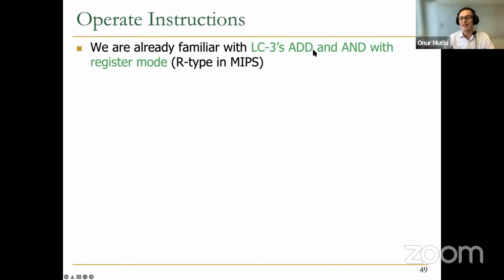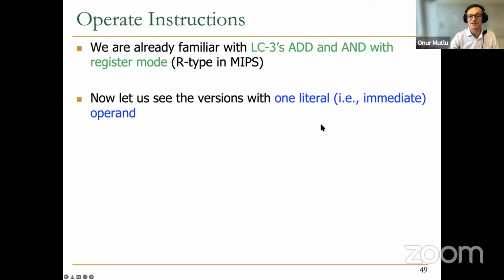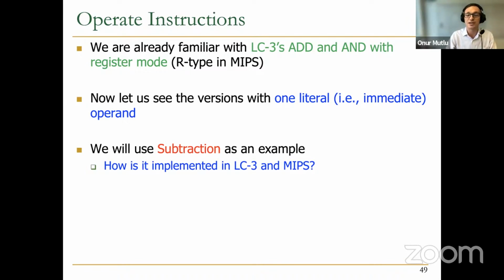So we're already familiar with LC-3's ADD and AND with register mode, and we're also familiar with R-type in MIPS. Now let us see versions with one literal, meaning one immediate operand. We want to add a register to an immediate value and then store the result in a register. We will use subtraction as an example. The question is, how is it implemented in LC-3 and MIPS? I'm going to give you some examples.